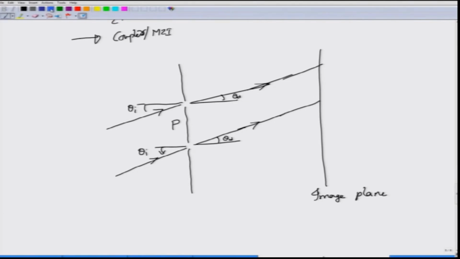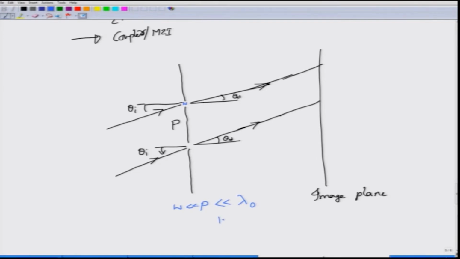Well, look at this, they are essentially parallel because we are assuming that the image plane is quite far away and the slit width W is very small compared to the pitch P, which itself is very small compared to the wavelength that I am sending in. Okay. The pitch itself is very small compared to the wavelength.